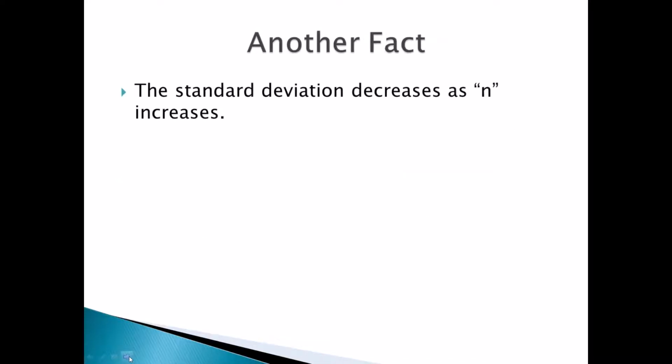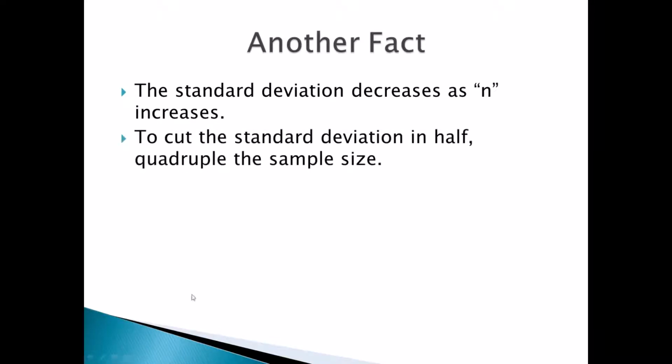All right. Again, as n increases, the standard deviation decreases. I think I just said that. So to cut the standard deviation in half, just like with sampling distributions for mean, you have to multiply your sample size times 4. So there's something that should look very familiar.